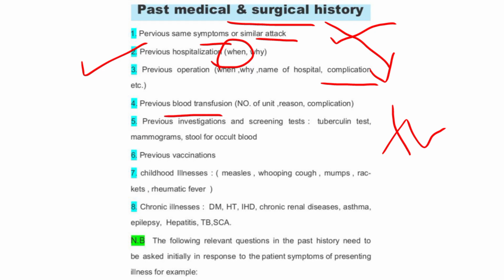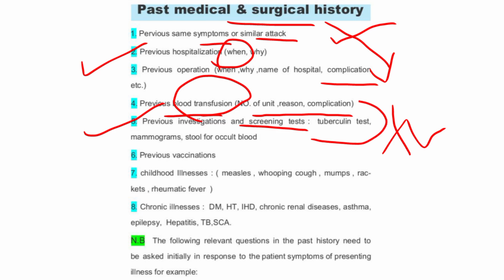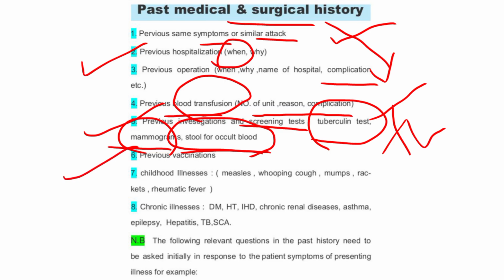Any kind of blood transfusion, because there are many diseases that spread with the blood, so we can ask about any kind of blood transfusion. Previous investigations and screening tests performed on the patient: tuberculin test for TB, mammogram for breast cancer, stool for occult blood. If there is any hidden blood in the stools, this is the test for it, we can ask him or her. Previous vaccination, the patient can go through.